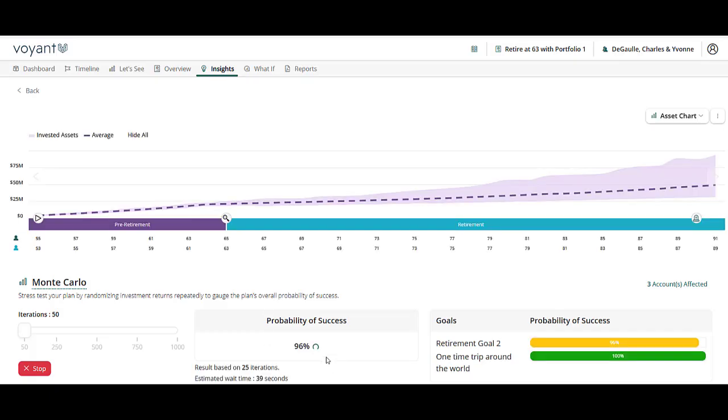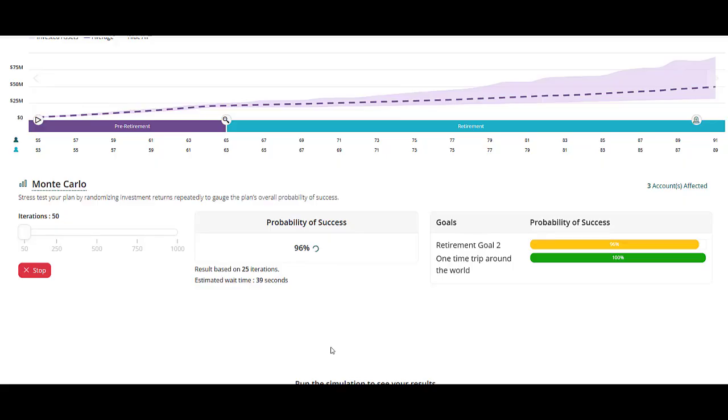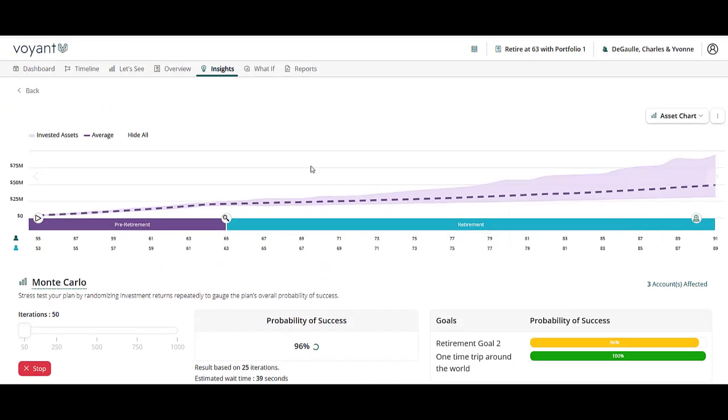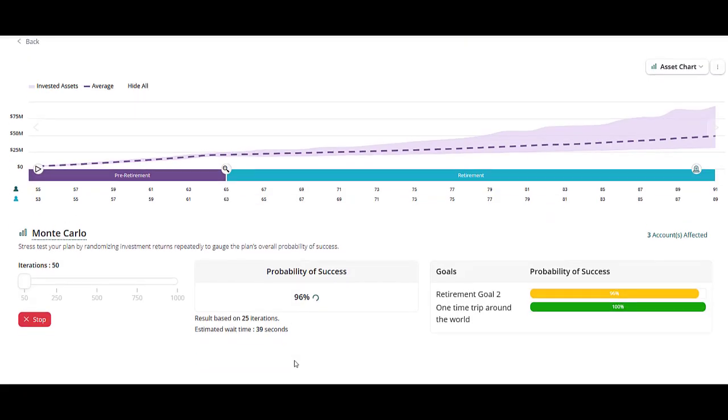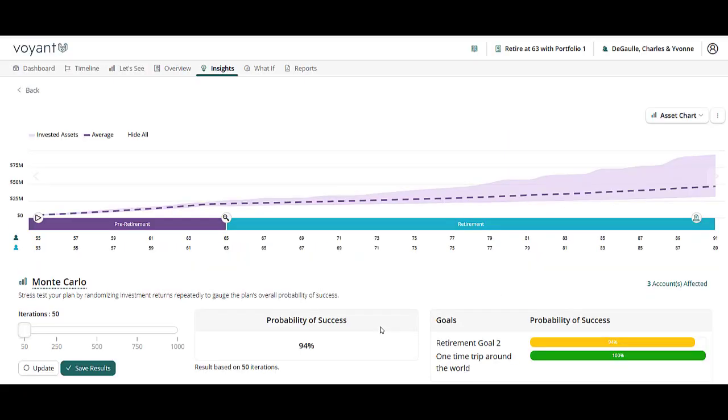Okay, we can see that with that Monte Carlo run, we're currently looking at a probability of success for this plan with the retire at 63 and our assets invested in portfolio 1 of 96%. And there are a couple of things to remember about the Monte Carlo simulation. Oh, we actually have it finished and we now have a probability of success of 94%.